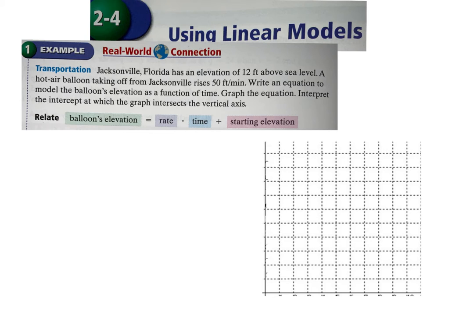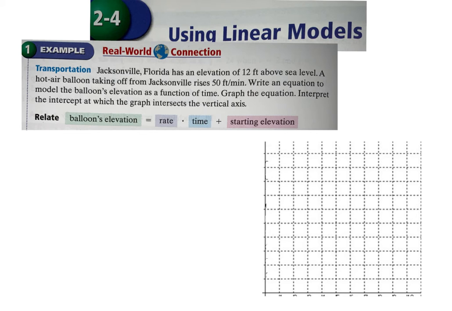So if we are looking for the balloon's elevation, which is what they have here, we would have to say, well, it's how fast it's going up times how long it is traveling that fast. But then we have to add how high it started to begin with. So when you look at this, this is really a linear equation. Y equals, my rate is m, my time is x, my y-intercept is b.